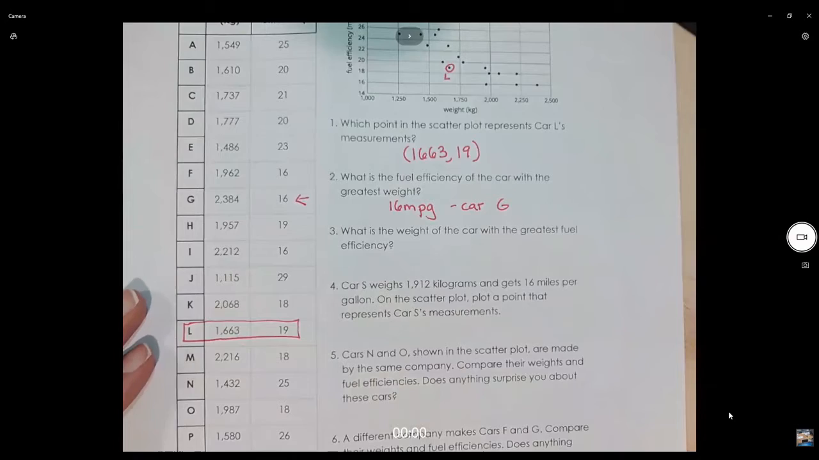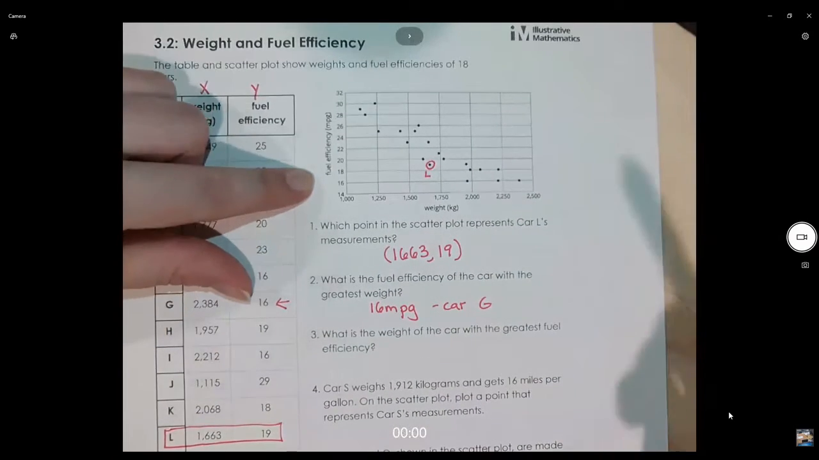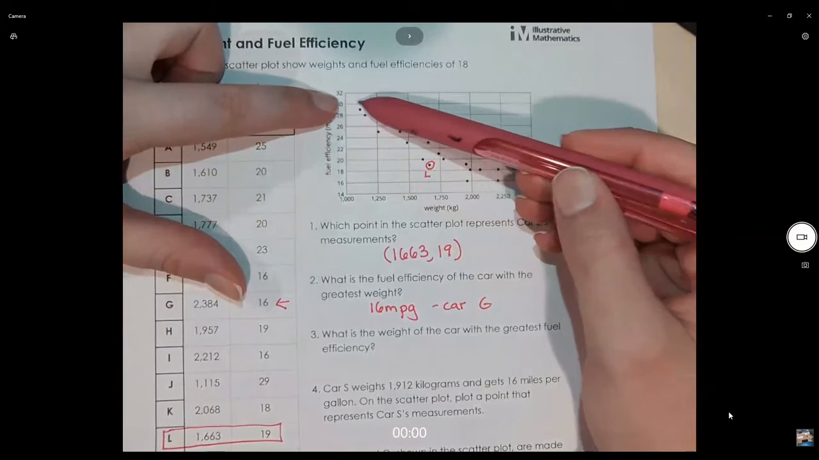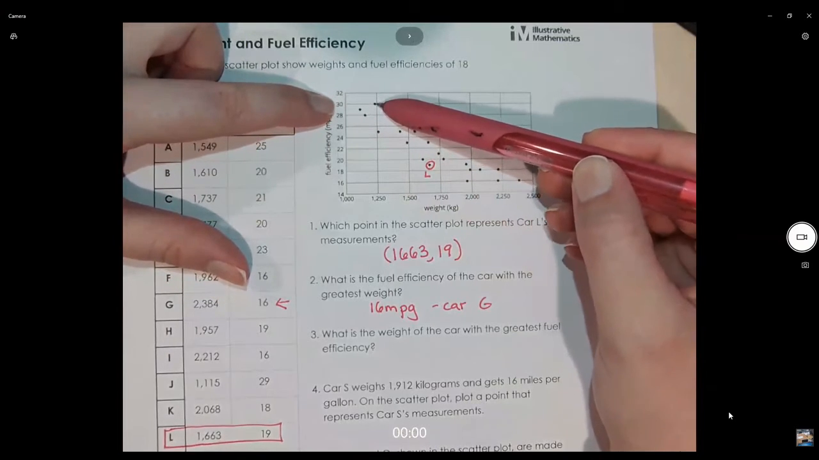The car with the greatest fuel efficiency. If we look at fuel efficiency, we want our largest fuel efficiency, which you see would be this number here at 30, and we want to know what that weight is.